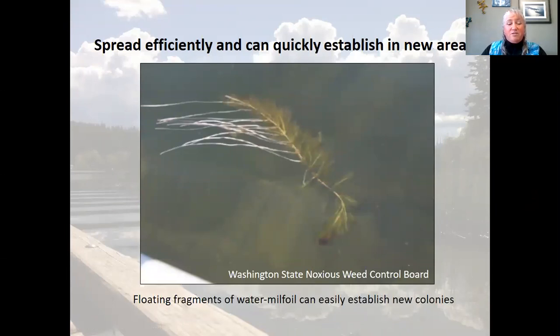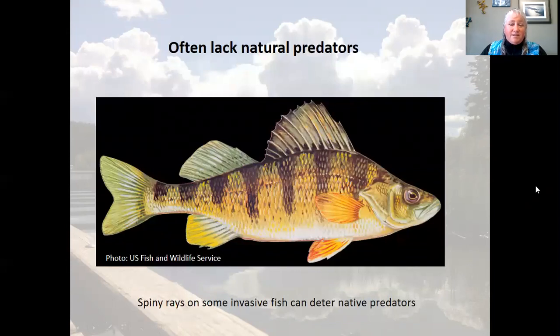This is a fragment of Eurasian Water-milfoil. You can see that it's floating on the surface of the water and it's got roots already. So as soon as it washes up on a shore, it's going to create a new infestation. And some invasive species lack natural predators. So this is a fish that has very sharp spines on its back, on its dorsal fin, and this makes some native predators unable to swallow the silgai.